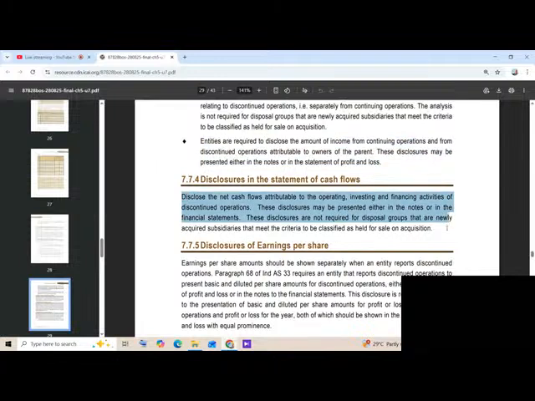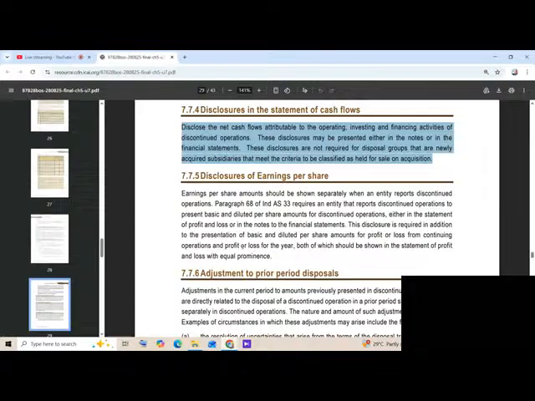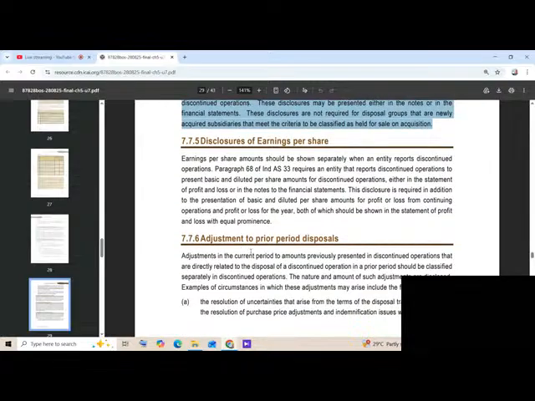Disclosure in the statement of cash flows: disclose the net cash flows attributable to the operating, investing, and financing activities of discontinued operations. These disclosures may be presented either in the notes or in the financial statements. These disclosures are not required for disposal groups that are newly acquired subsidiaries that meet the criteria to be classified as held for sale on acquisition.